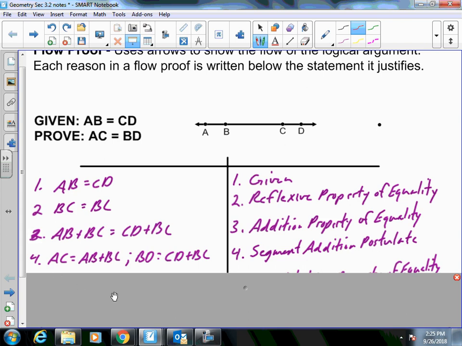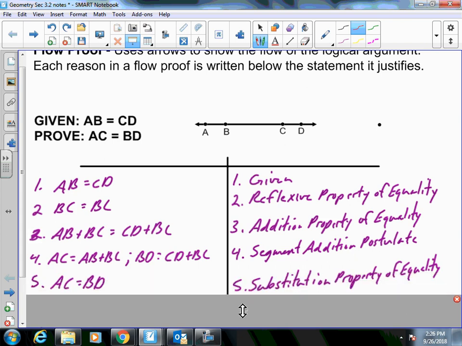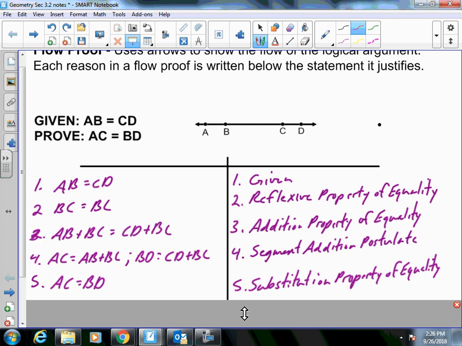Now from there, once we have this step, we can see that we have AB plus BC here, AB plus BC here. Since that's equal to AC, we can replace this AB plus BC with AC. We can replace this CD plus BC with BD. That's what it's equal to. And when we do that, we'll get ourselves to the point where we're trying to prove. What reason would we use if we're replacing one thing with something else that it's equal to? Substitution property of equality. That gives us AC equals BD.